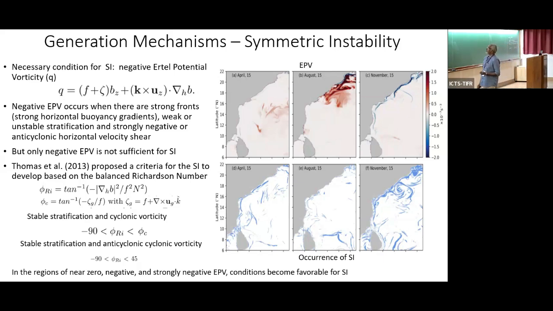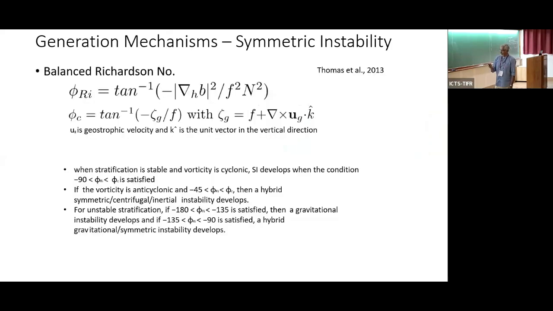Thomas proposed that it is possible to identify the certainty of the submesoscale generation by looking at the critical Richardson number. The potential vorticity provides only a necessary condition for the generation of submesoscale. So according to the condition proposed by Thomas et al., the critical Richardson number can be used to identify whether the conditions are favorable for submesoscale or not.